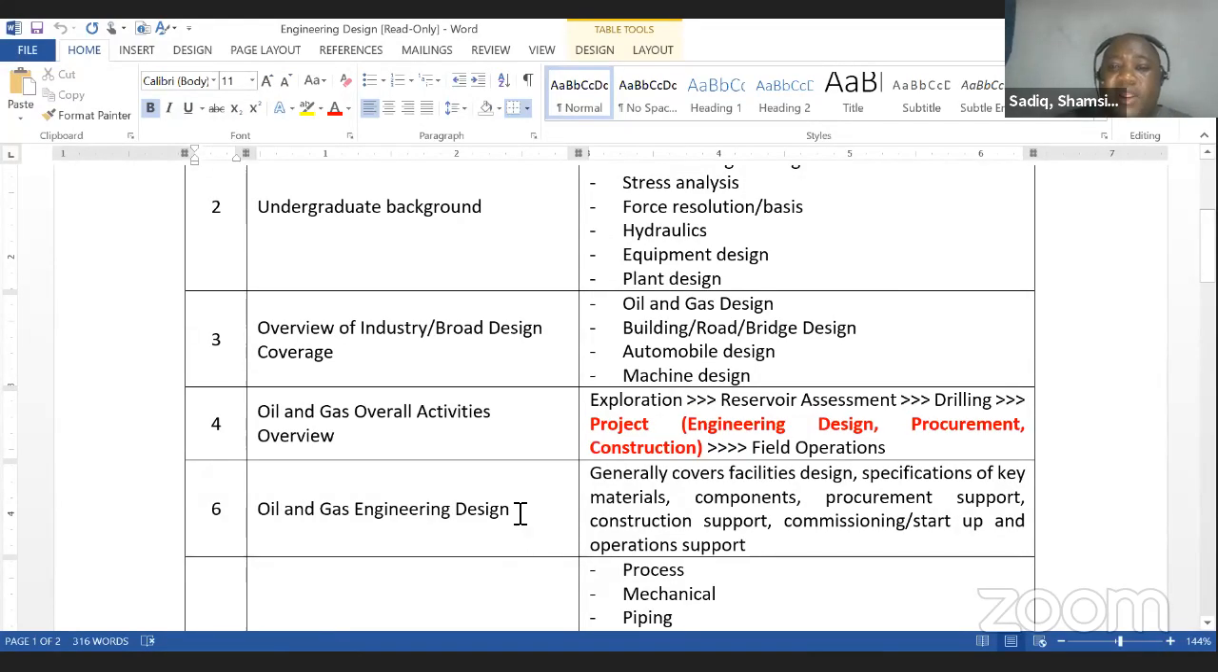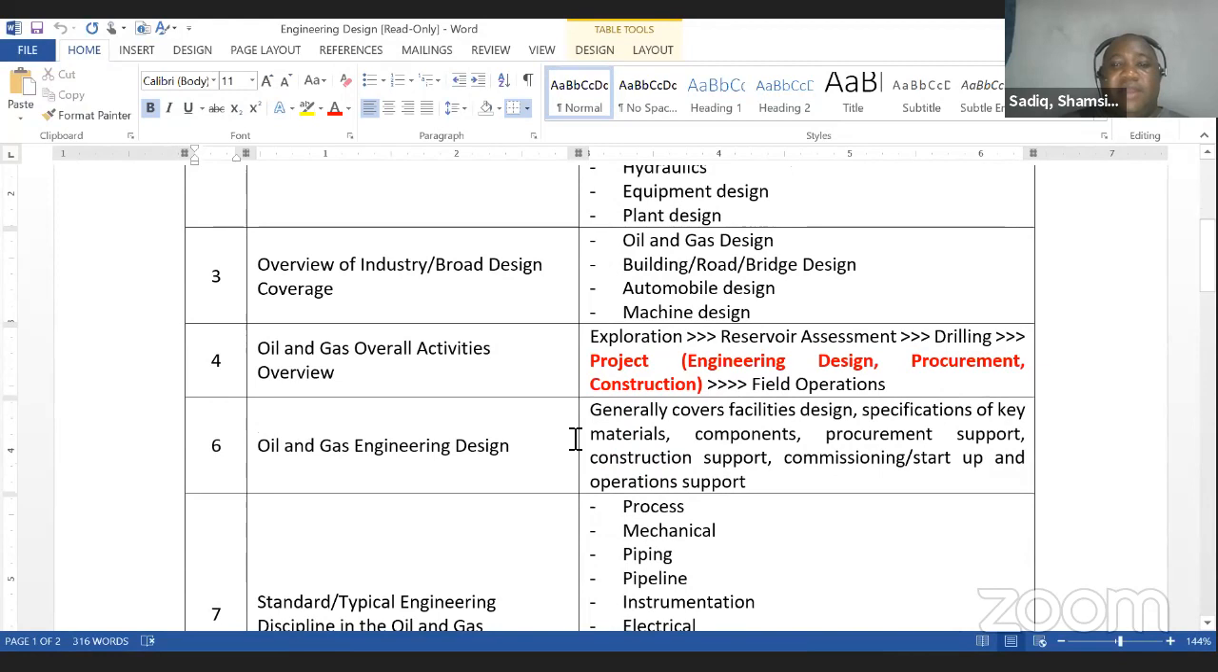Now let's talk about design. To establish the place of oil and gas general activities where design engineering falls, it is part of the project group. It may vary from company to company, but in the company I work with, we are embedded in the project group because we do the design, we generate the drawings, specifications, and documents. We spec the materials that are required to be procured, and we hand it over to the procurement team to procure.